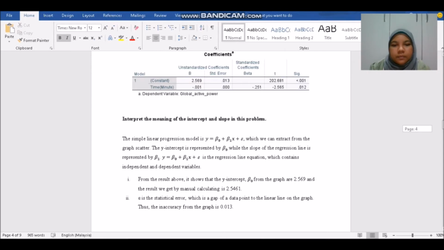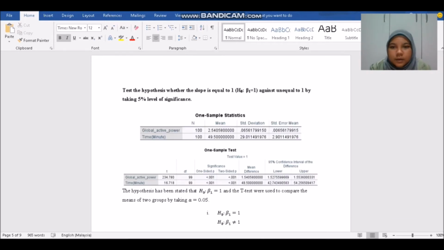Next one is to test the hypothesis whether the slope is equal to 1 against unequal to 1 by taking a 5% level of significance. The hypothesis has been stated as H0: beta 1 equal to 1, and the t-test is used to compare means of two groups by taking alpha equal to 0.05.